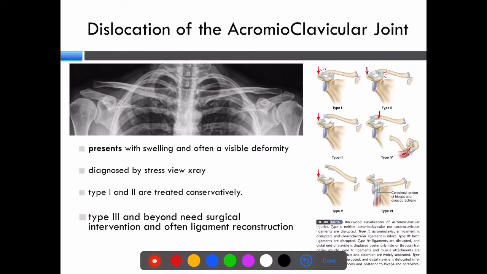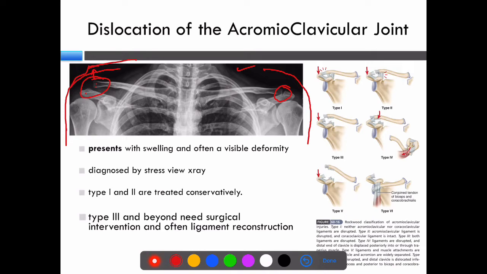Next, our topic is the dislocation of the acromioclavicular joint. As you can see in this X-ray, this is a normal AC joint. In this picture, you can see there is a displacement at the acromioclavicular joint. If you see the shoulder of the patient, this is the normal contour. There is a typical step as the lateral end of the clavicle projects underneath the skin.